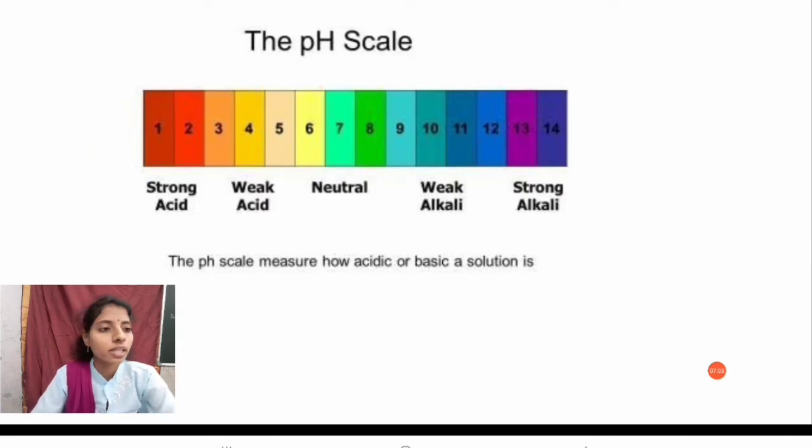So, see the pH scale here. The range goes from 0 to 14, and we know that 7 is neutral. Below 7, all the substances are acids. Here we have strong acid and weak acid. From 0 to 3 we can say those are the strong acids, and from 3 to 6 we can say those are the weak acids. Okay, these two categories, below 7, come under the acids.